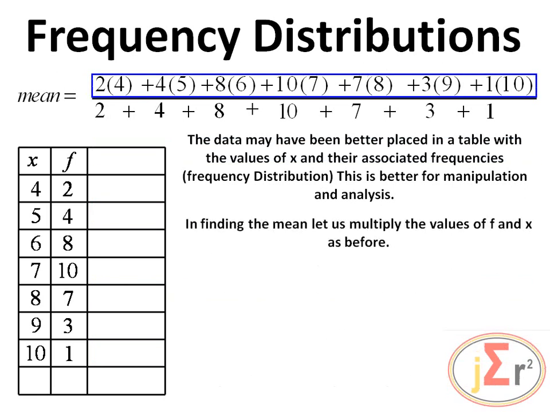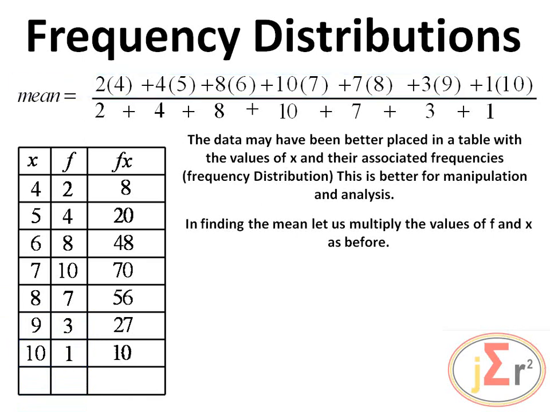In finding the mean, let us multiply the values of f and x as before. Of course, 4 times 2 is 8, 5 times 4 is 20, 6 times 8 is 48, 7 times 10 is 70, 8 times 7 is 56, 9 times 3 is 27, and 10 times 1 is 10, as before. But this time it is easier and in order, and it is easy to determine what we have done. We have here x and we have f, and we have fx, which just tells us that we multiply the values of f and x.